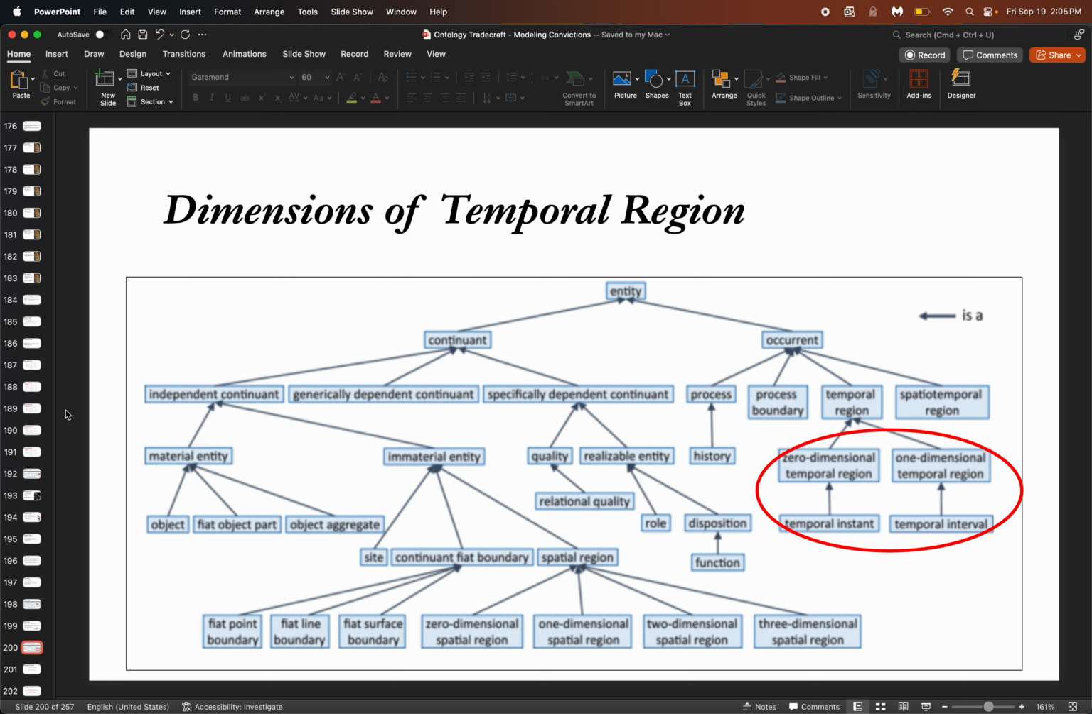And so below those we have zero-dimensional temporal regions, which is where there's temporal projection for occurrence into a single point, and then we have one-dimensional temporal regions where there's temporal projection from occurrence spatiotemporal regions into an interval. Now, process boundaries are boundaries between processes that have no temporal parts. They're just the cutoffs between processes, so the beginnings and the ends. Those project onto zero-dimensional temporal regions, while the longer processes, the things that the process boundaries abut, project onto temporal intervals.